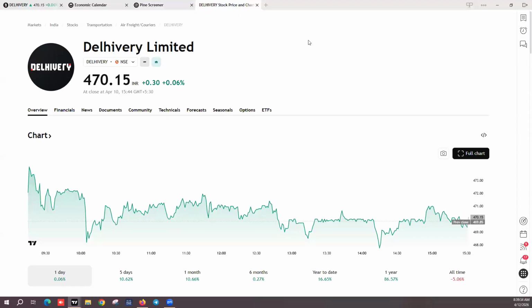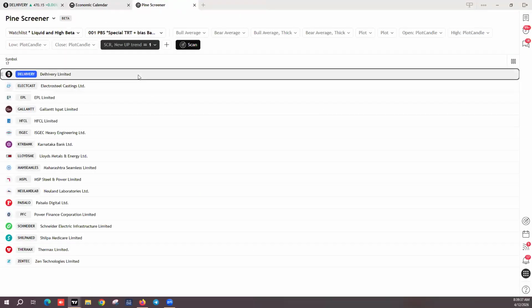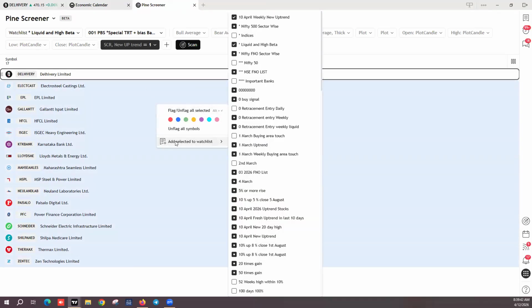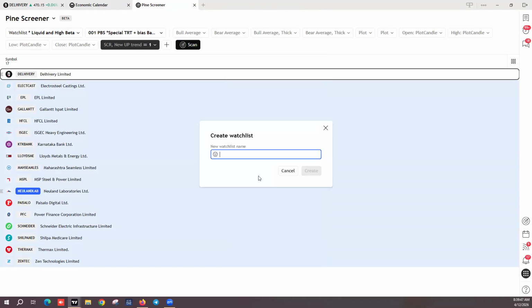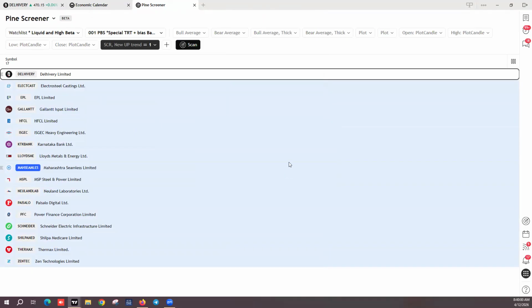You can check charts one by one here itself by clicking on the name. Or else what you can do is press Ctrl A, select all. Then right click, add selected to watch list. Go to the bottom, create new list and give it a name, so that whatever name you use, that list will get selected and saved. So all those 17 names will be added to that watch list. This way you can create your watch list of these 17 stocks.